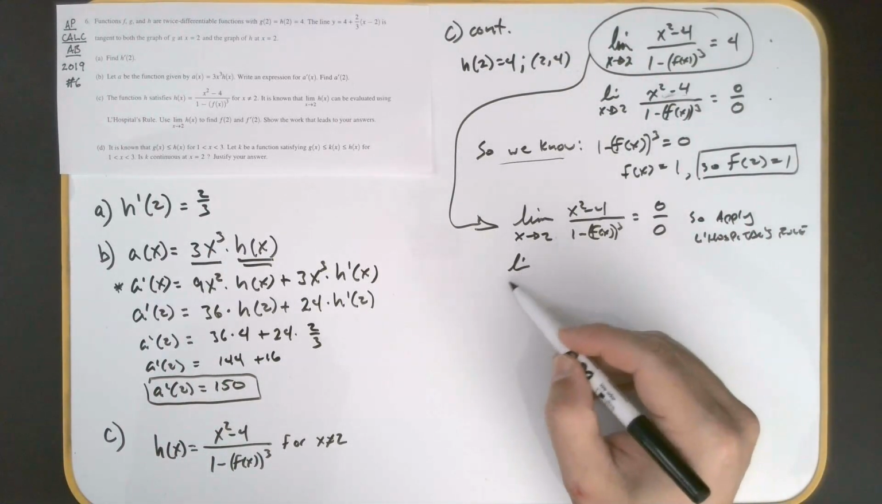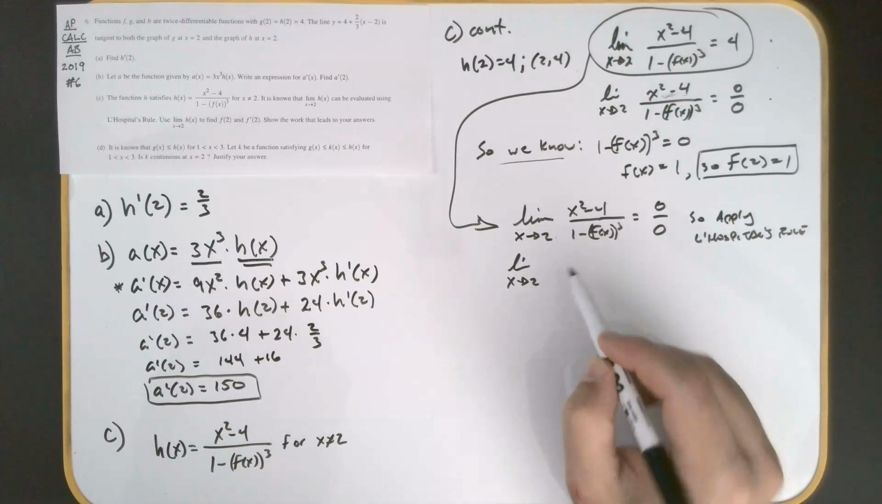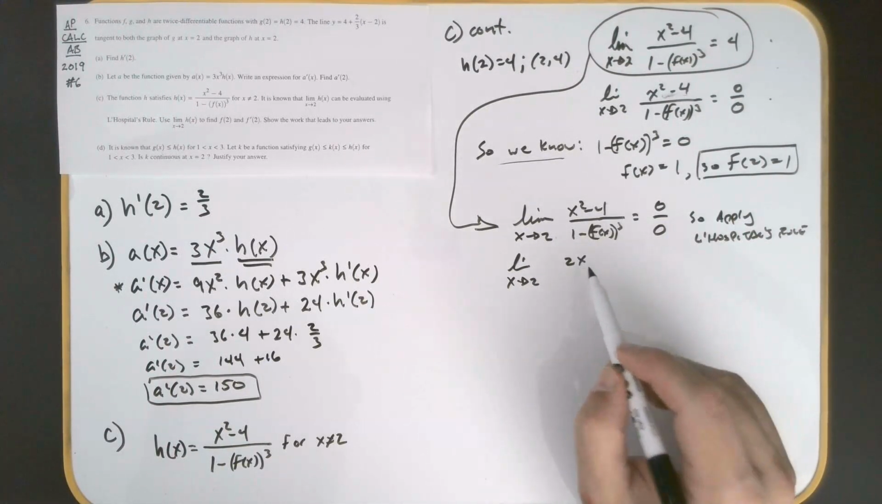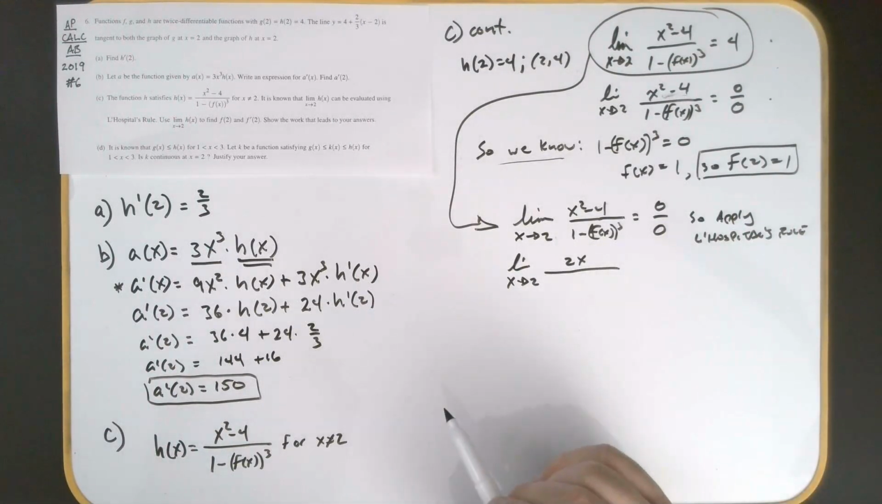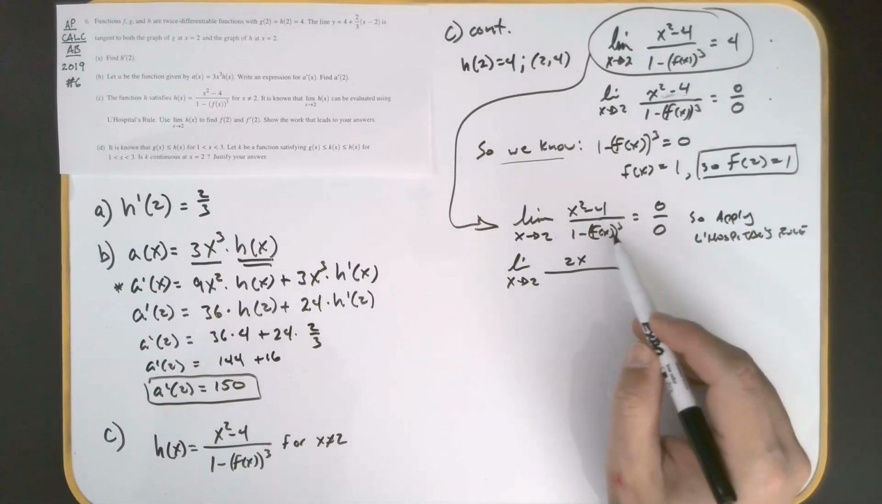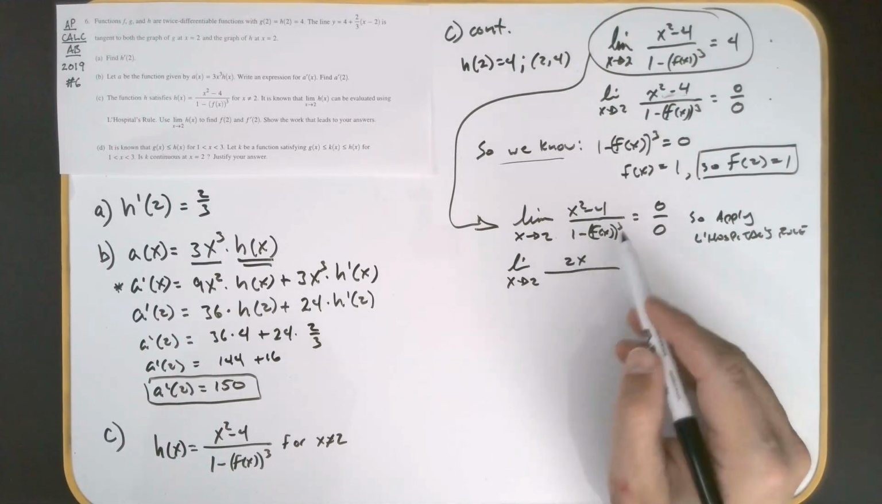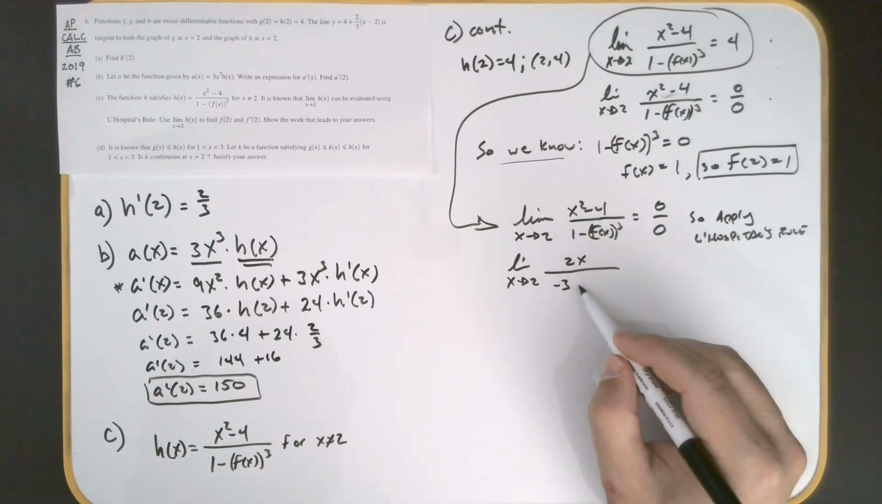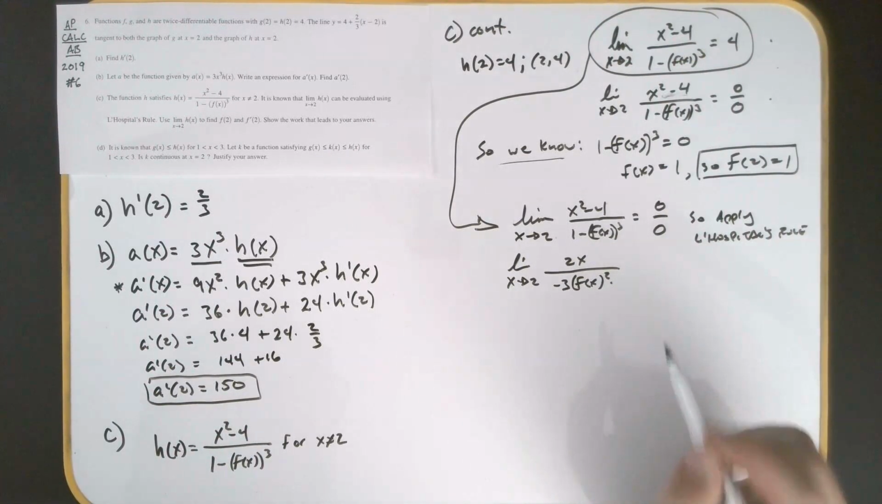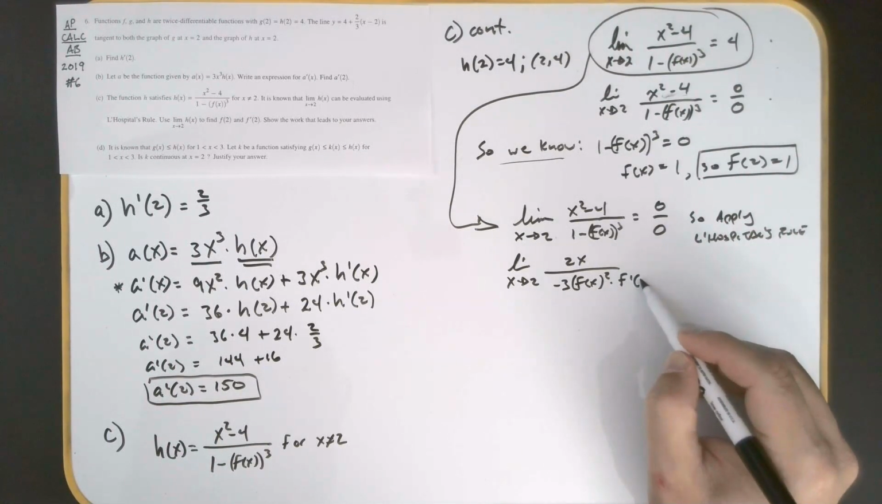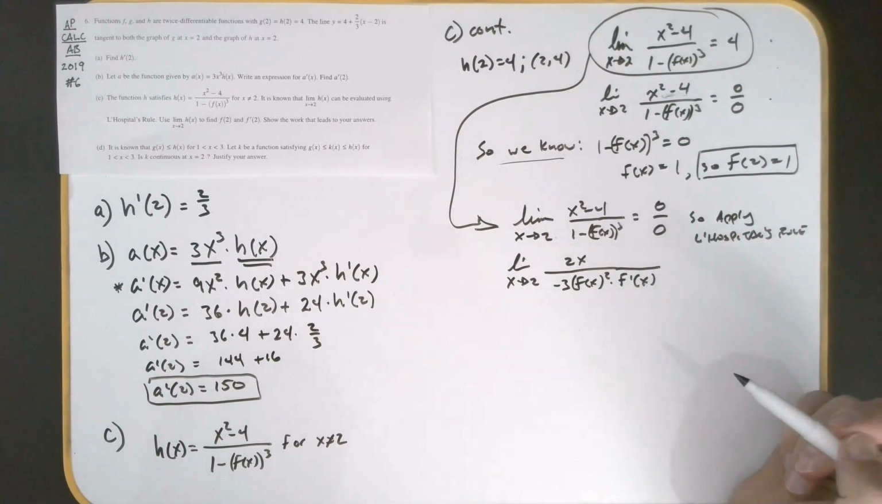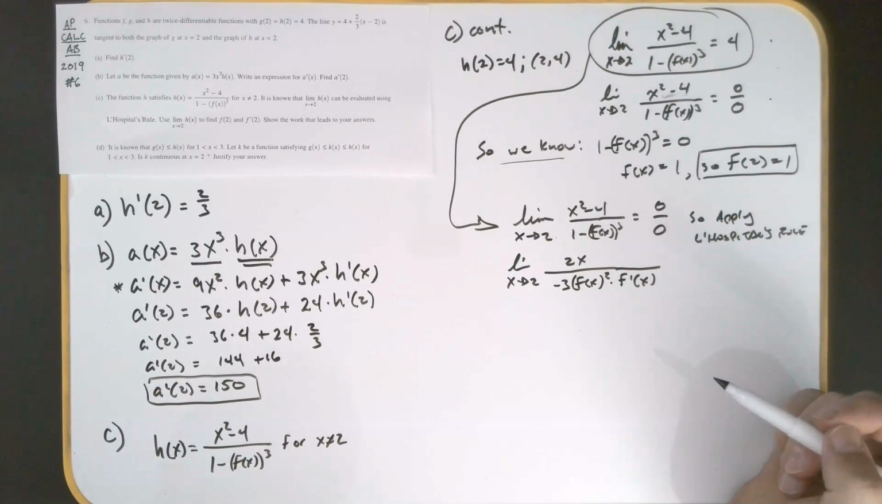So I'm going to say, okay, according to L'Hopital's rule, I take the derivative of the top, which is just 2x, all over the derivative of the bottom. Now you've got to be careful here. We have a little chain rule here. Derivative of 1 is 0, but I would have negative 3 times f of x squared times the derivative of f of x. So there it is. That's L'Hopital's rule.